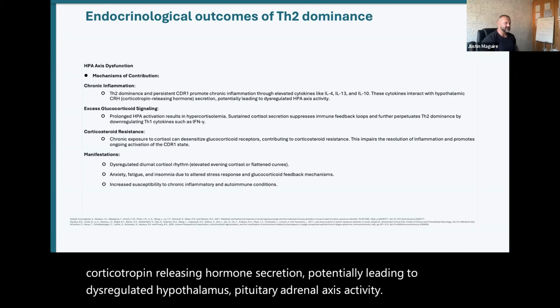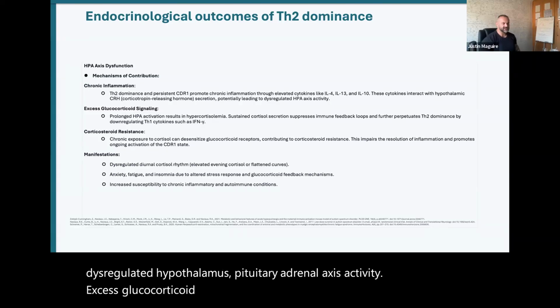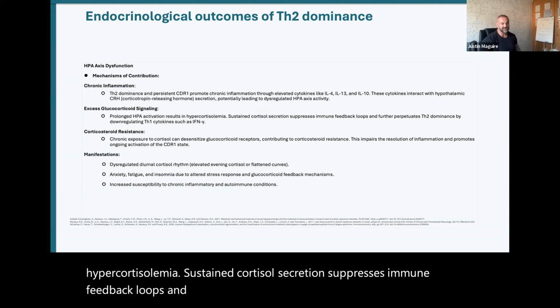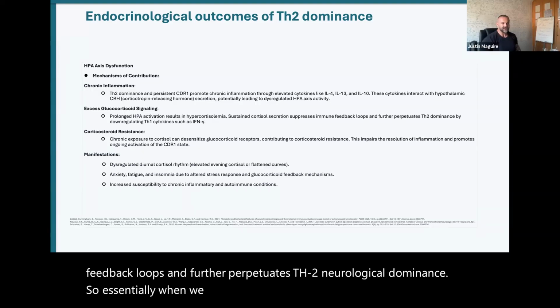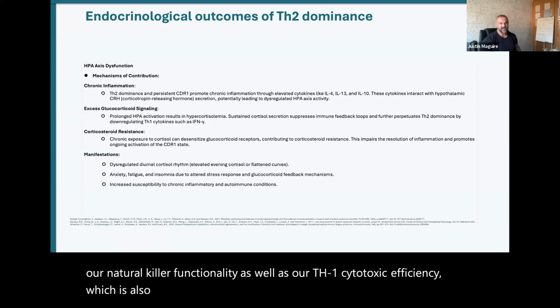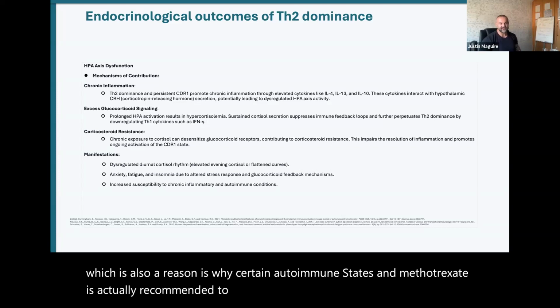Excess glucocorticoid signaling: prolonged HPA activation results in hypercortisolemia. Sustained cortisol secretion suppresses immune feedback loops and further perpetuates Th2 immunological dominance. So essentially, when we have excessive cortisol, this actually compromises our natural killer functionality as well as our Th1 cytotoxic efficiency. Which is also a reason why in certain autoimmune states, methotrexate is actually recommended to try and quell excessive activity in these particular arms of the immune system.